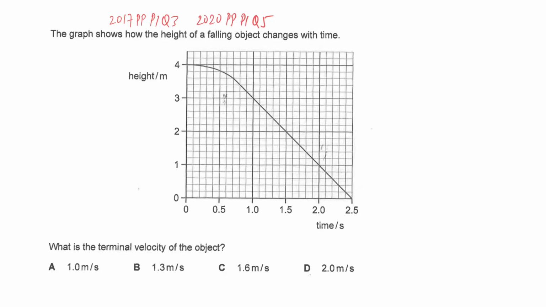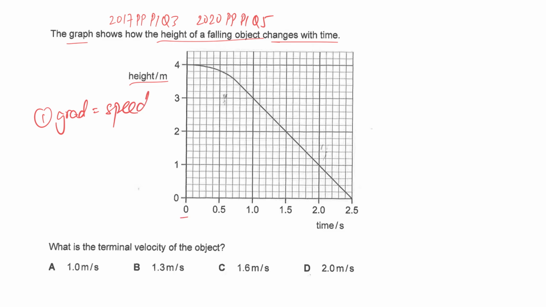In this question, you are given a graph that shows how the height of a falling object changes with time. Since it's a height, you know that it's basically a length and also a distance. So this is basically a distance-time graph, you can see it this way. And you should know that the gradient of a distance-time graph represents the speed. Now let's start with understanding the graph.